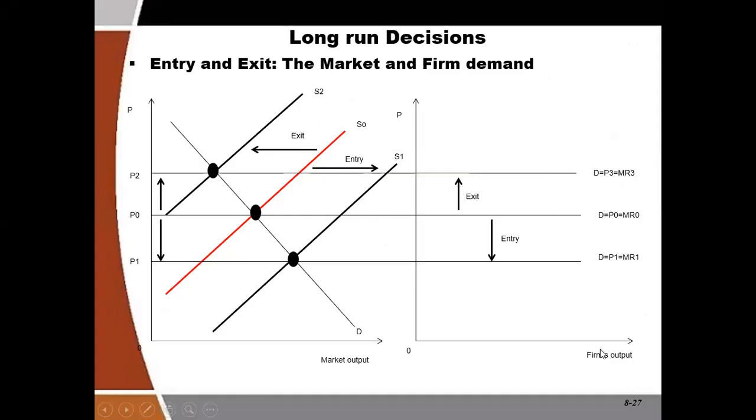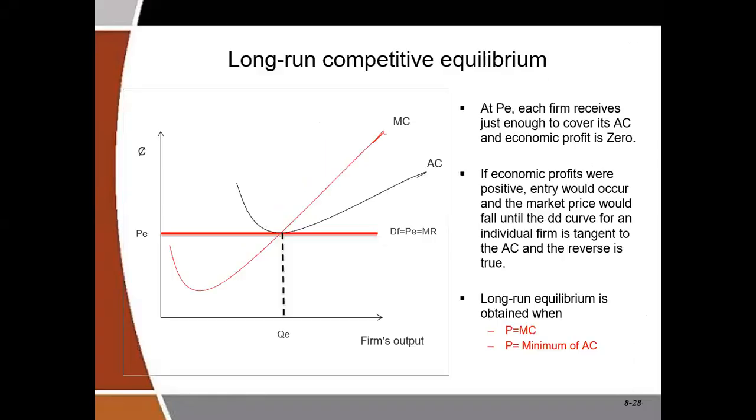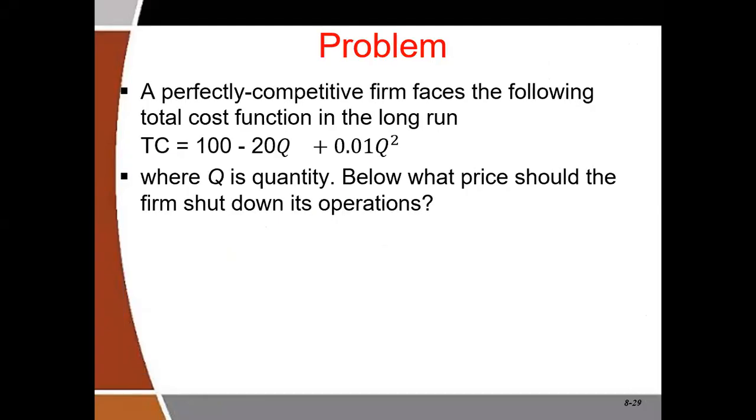So that is what happens in the long run. Price is equal to the minimum of the average total cost, like here. Average total cost is the same as saying average cost. Okay, let's look at this example.